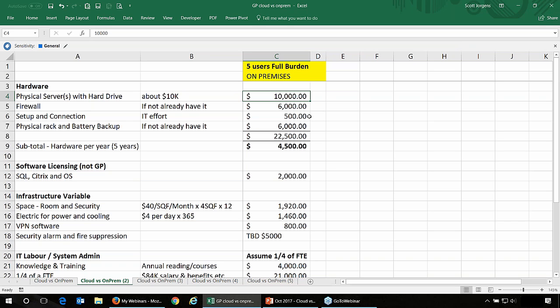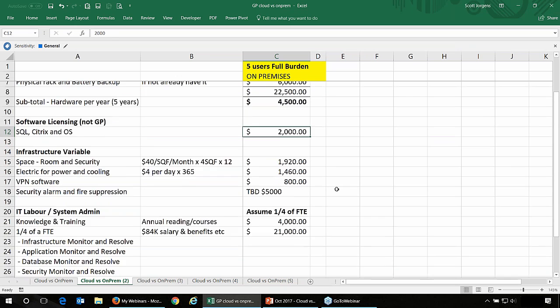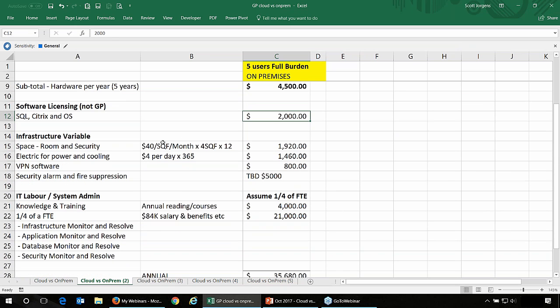We need initial IT effort to set us up. We need a rack. We need battery backups. Moving down, we have our additional SQL and Citrix licensing. We have some variable infrastructure costs. So if we look at $40 per square foot on your lease times a minimal 4 square feet, you have a real estate cost for that closet where your server is sitting.